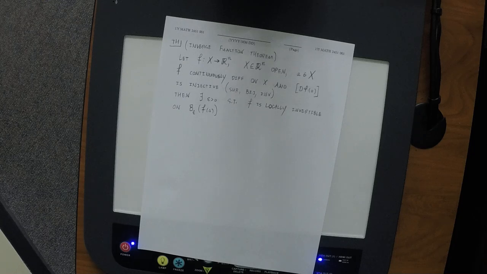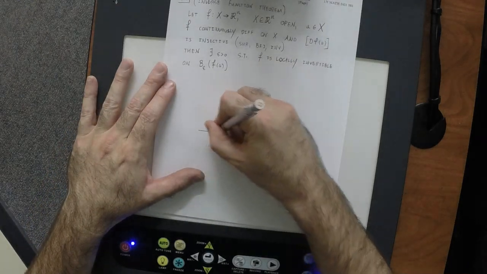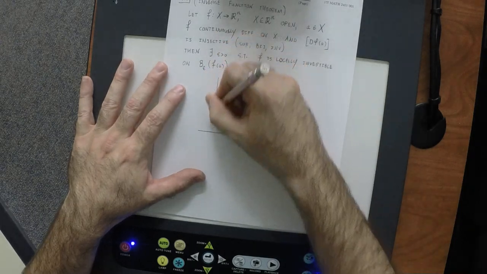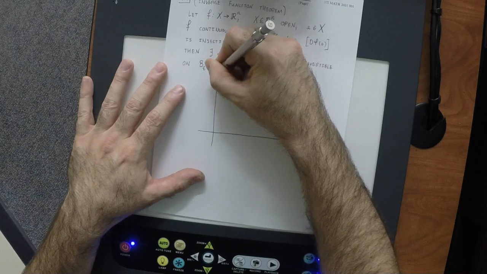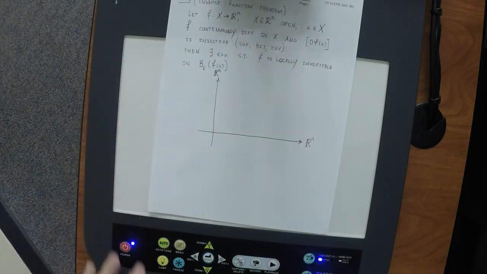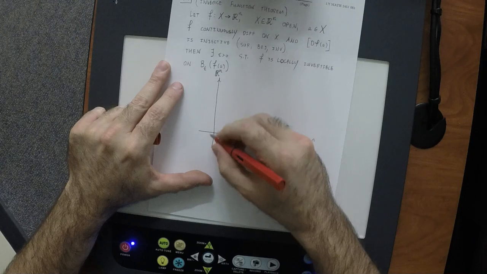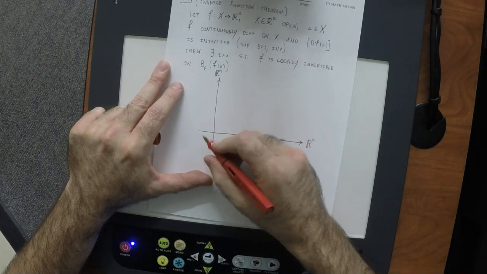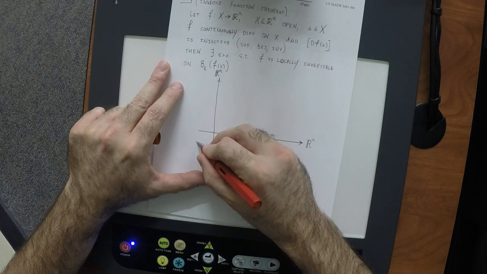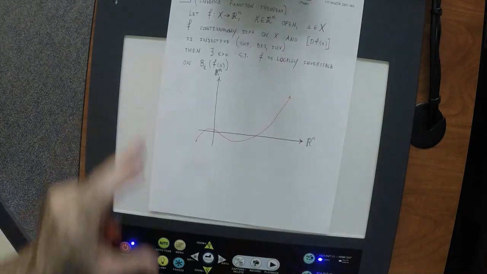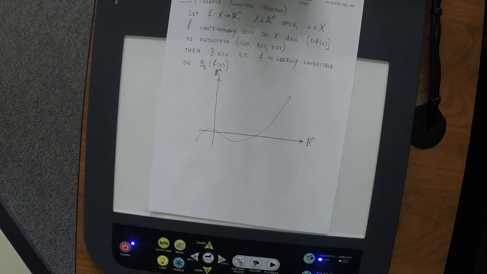But again, the best picture that I can draw is that pseudo one that looks like this. So here's a copy of Rn. Here's a copy of Rn. Okay, so something like this. I'll draw down here so it's out of my way. So something like this. So is this function that I drew invertible? It is not invertible.